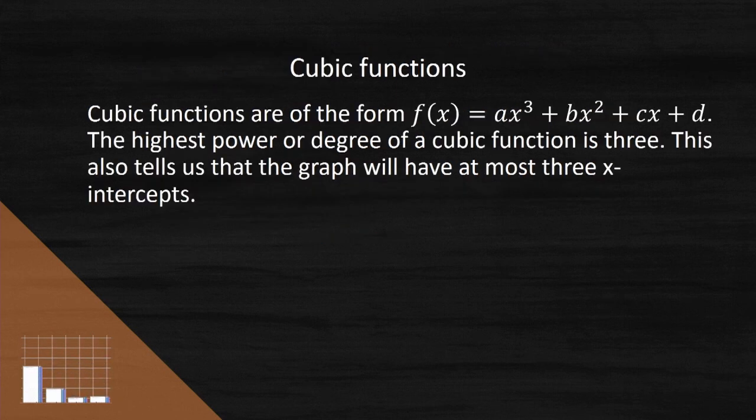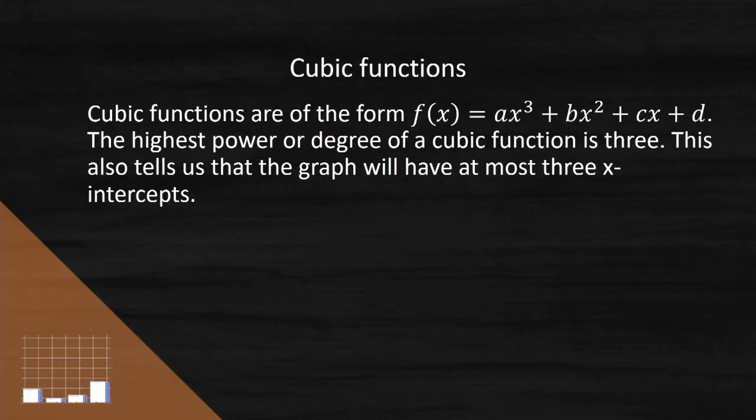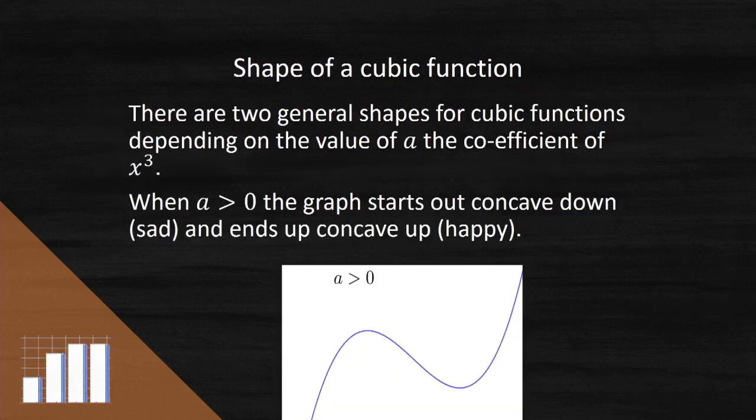Okay guys, so we want to talk about, and this is where we're going to spend quite a bit of time, cubic functions. It is the most important aspect of calculus in grade 12. Okay, so we know that cubic functions are of the form f of x is equal to ax cubed plus bx squared plus cx plus d. That power there, the power of 3, tells me that this is a cubic function. It also tells me that when I'm finding my x-intercepts, there will be at most 3 x-intercepts.